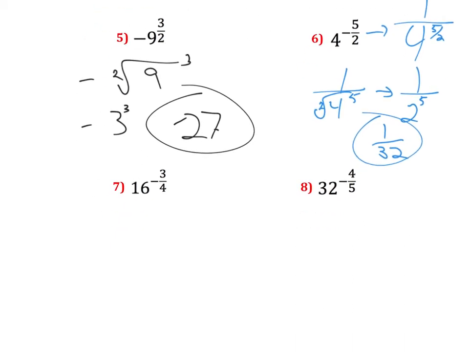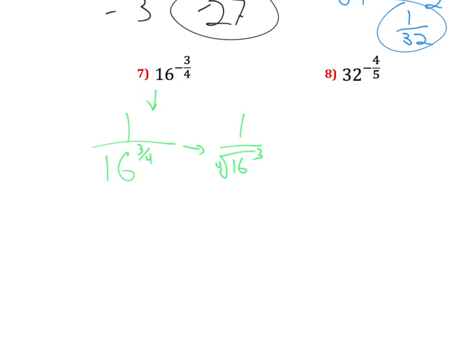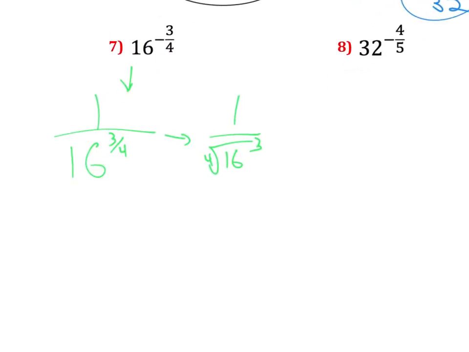Next, we have 16 to the negative 3/4. Same thing. Let's put that underneath a fraction, so that way we can write it as a positive 3/4. Once we have a positive rational, we can go ahead and throw that into radical form. So I want the fourth root of 16, well, that would be 2. So this is 1 over 2 to the third power, and that's going to be 1 over 8.